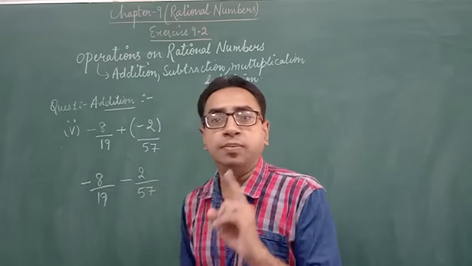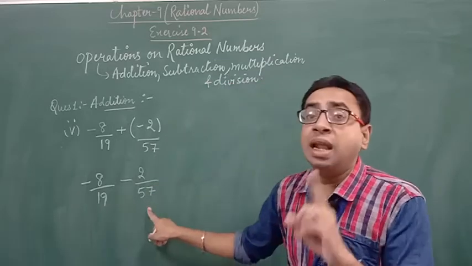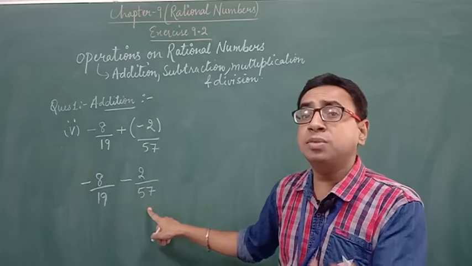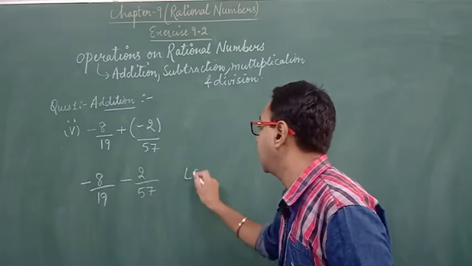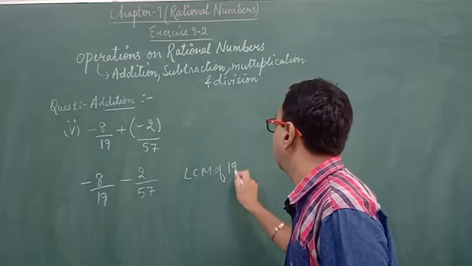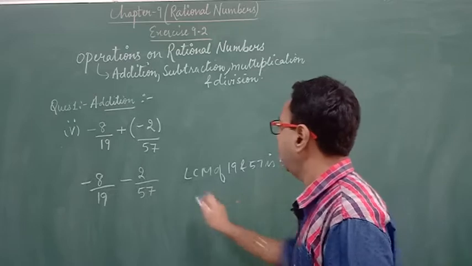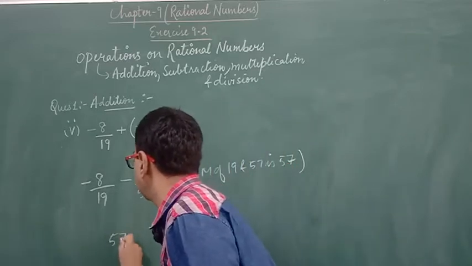Can we add them directly? No, because they are not like rational numbers. They are unlike rational numbers. How can we make unlike rational numbers into like rational numbers? Very good, by taking LCM. LCM of 19 and 57 is 57 only, right? So 57 is the LCM.